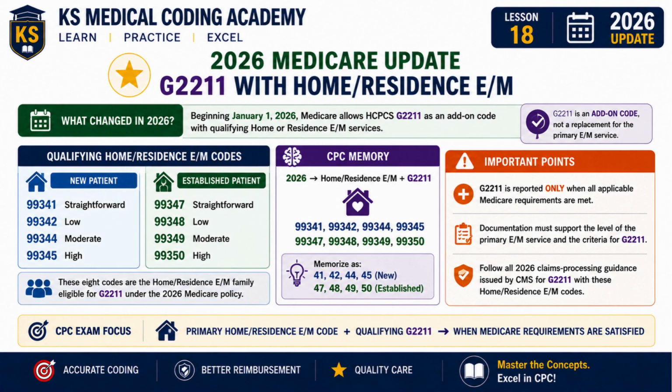Remember, G2211 is an add-on code, not a replacement for the primary (M) code. For the CPC exam, remember, 2026 → home, residency (M) plus G2211, when all applicable Medicare requirements are satisfied. Always verify the current CMS guidance and documentation requirements before reporting G2211.